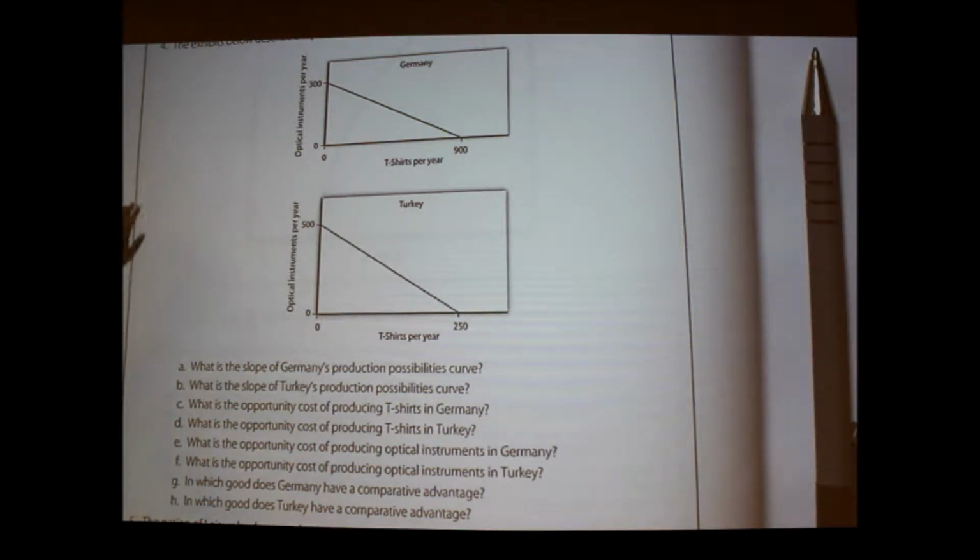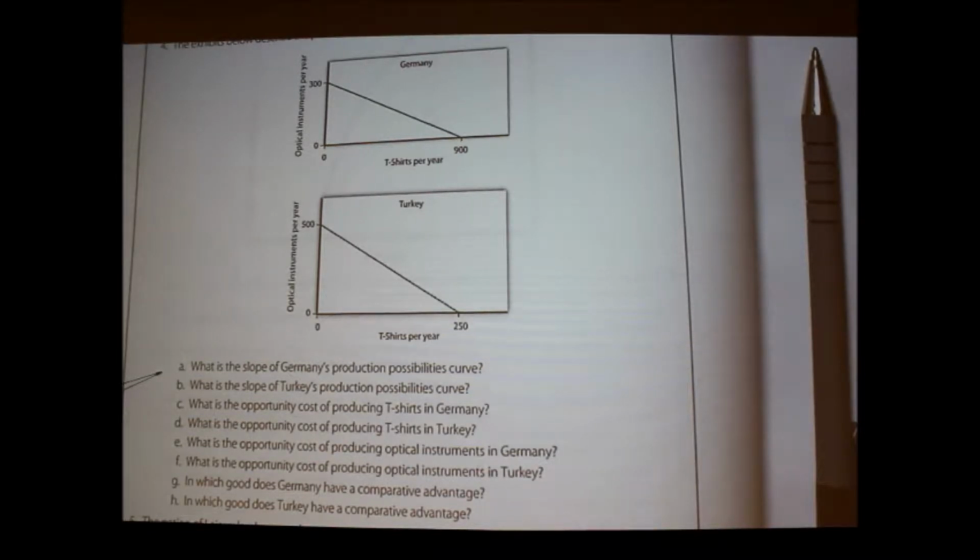Okay, so this is problem 4 from the end of chapter 2. You have an example of two countries, Germany and Turkey, that can each produce t-shirts and or optical instruments. And you have 1, 2, 3, 4, 5, 6, 7, 8 questions.